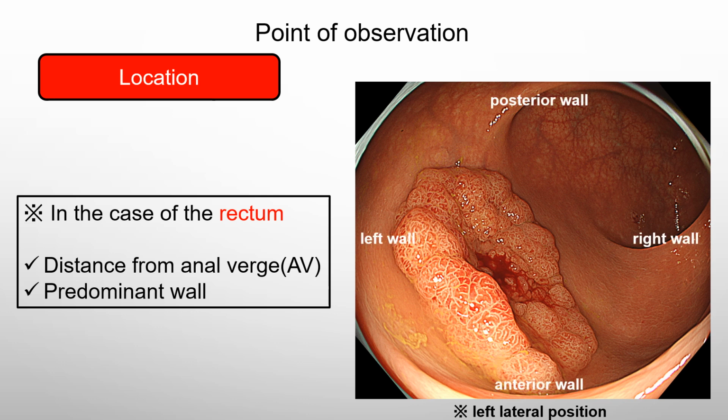In the left lateral position, 6 o'clock is the anterior wall, 0 o'clock is the posterior wall, 3 o'clock is the right wall, 9 o'clock is the left wall.